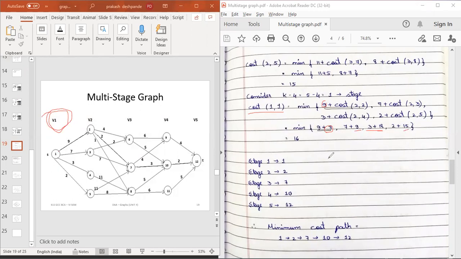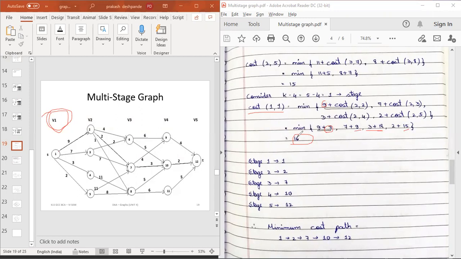Now here, out of these, the minimum one we need to find out. We get a minimum value here as this one, 16. Again, you can see there are two different minimum values, 9 plus 7 or 7 plus 9. But here I'm going to choose the first one.